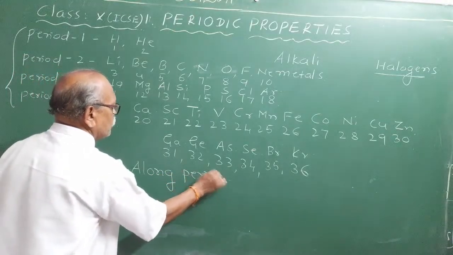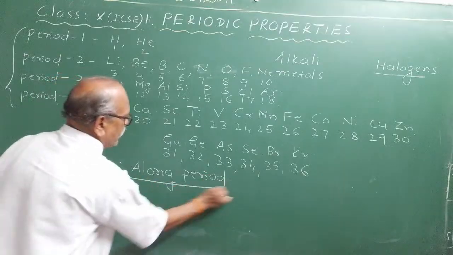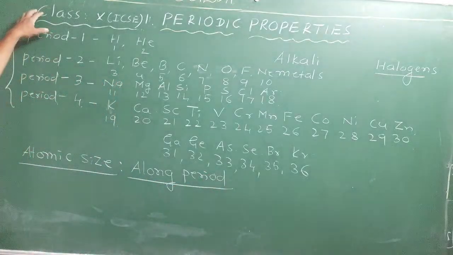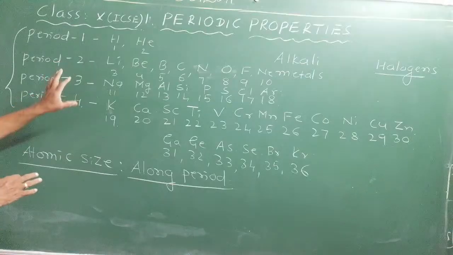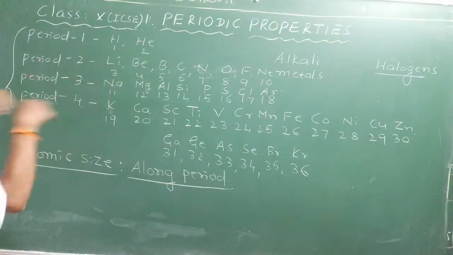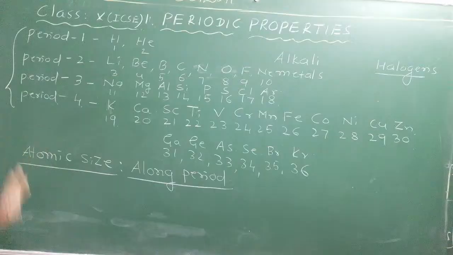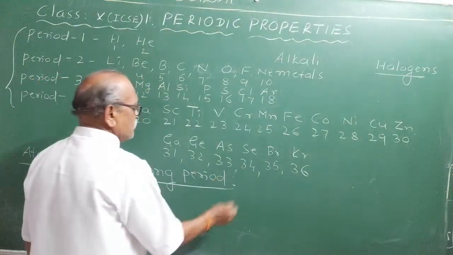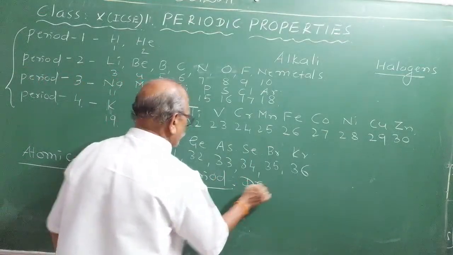Before I start questions now, my teaching for ICSE will be through questions. Okay, once you learn the theory, get ready for the questions. Along the period, what happens? Atomic size decreases from left to right.